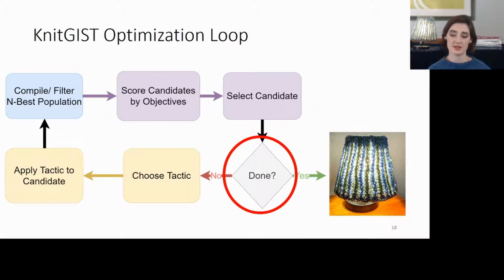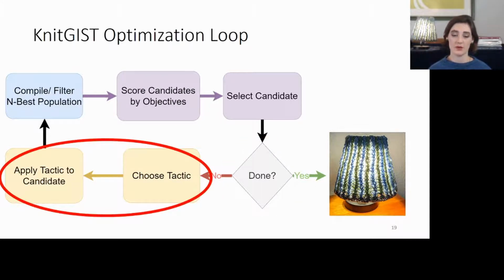If that candidate meets the programmer's requirements, then we're done and we can move on and knit our object. Otherwise, we choose a tactic that will modify the texture in a small way and then apply that tactic to the candidate texture. This will create a new texture, which we then feed into the population.